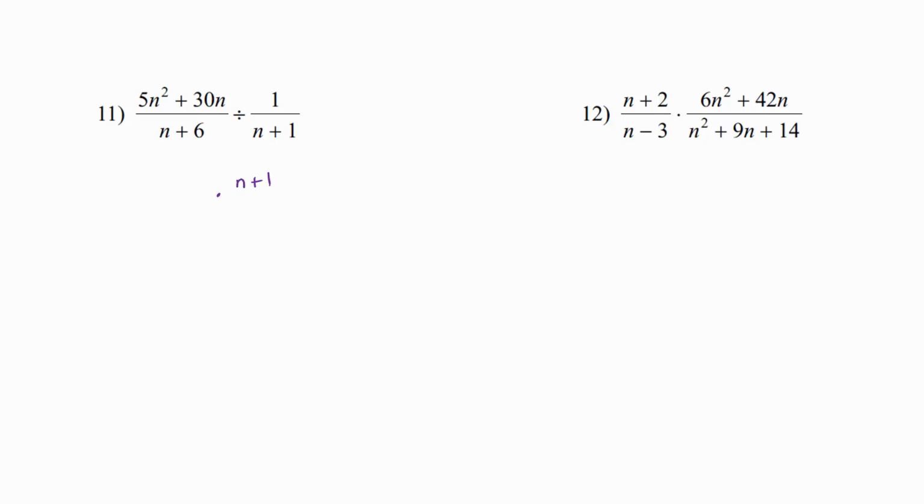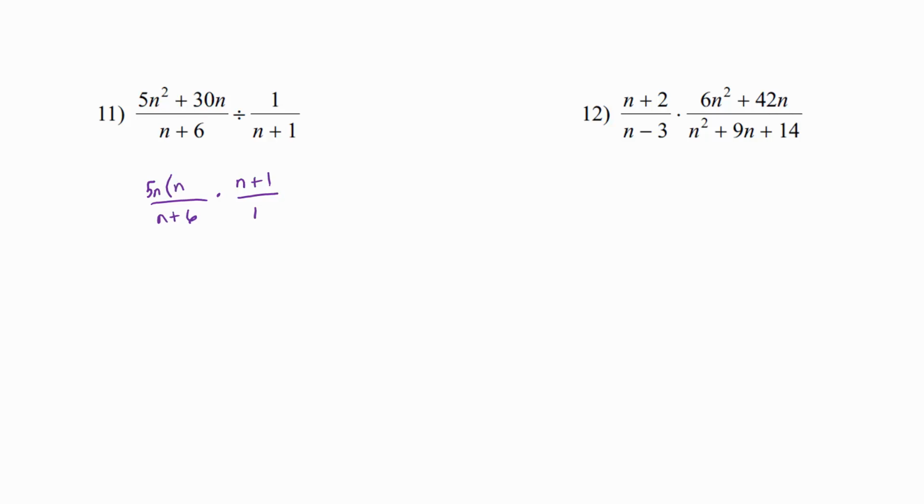And there's not anything we can do with n plus 1 or 1. But there is something we can do with the 5n squared plus 30n. They both have a 5n. The bottom doesn't also have a 5n in common. So when that happens, we do have to write down what we're saying is in common, 5n.